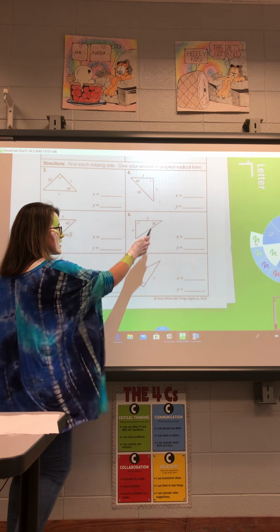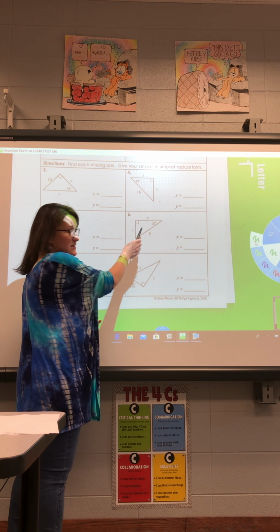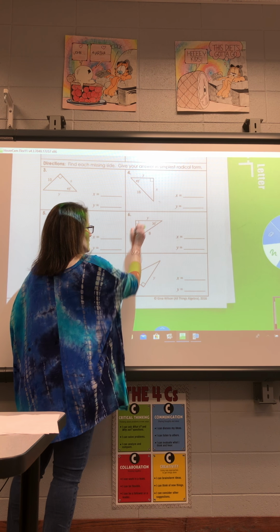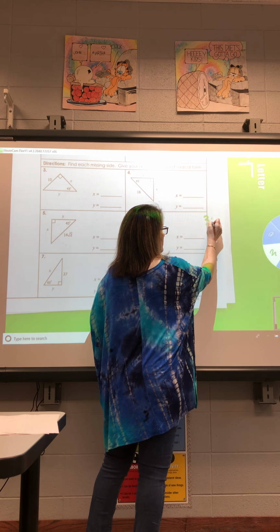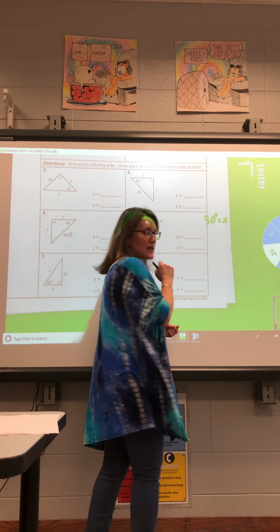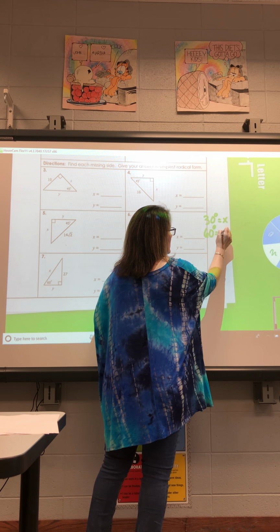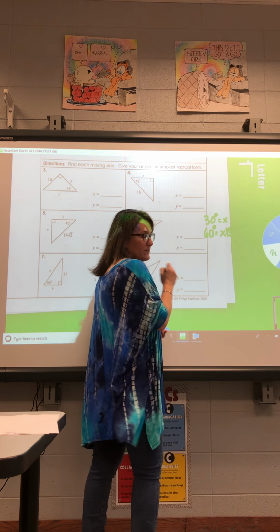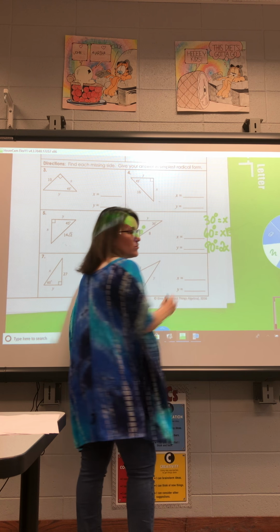All right, this one's 30, this one's 90, so this angle has got to be what? 60 degrees, right? Okay, so I know across from my 30-degree angle, the side length is equal to x. I know across from my 60-degree angle, it's x square roots of 3. And I know across from my 90-degree angle, it's 2x.